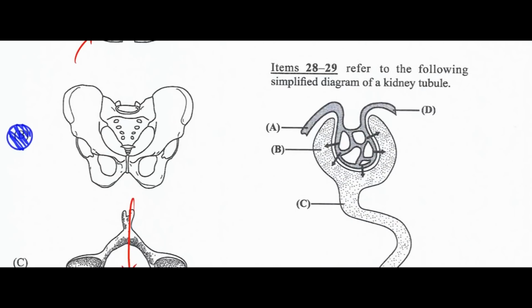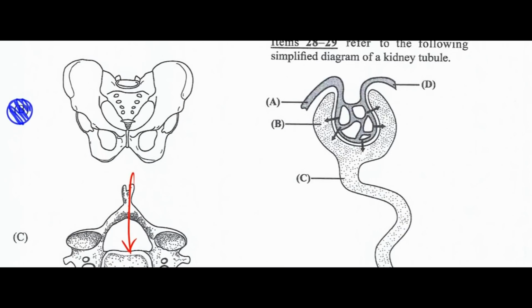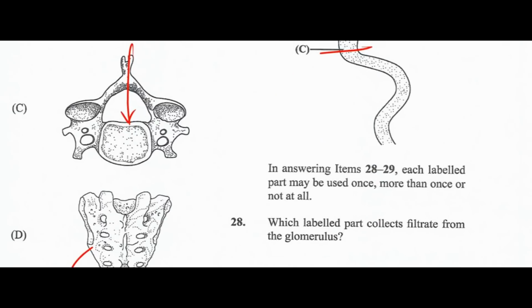Yeah, so items 28 to 29 refer to the following simplified diagram of a kidney tubule. For the most part, A is an artery, and we would say that's the vein. B is the Bowman's capsule, and C would be the proximal convoluted tubule. Then we'll get to the loop of Henle, then the distal convoluted tubule.